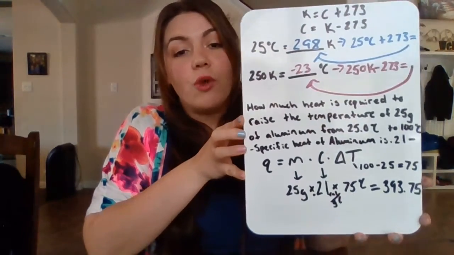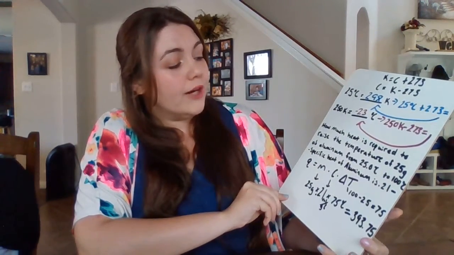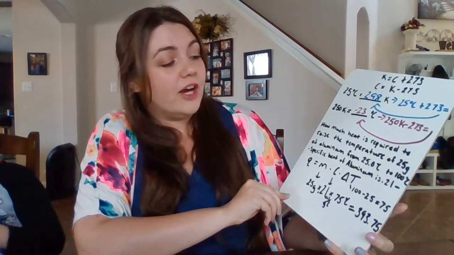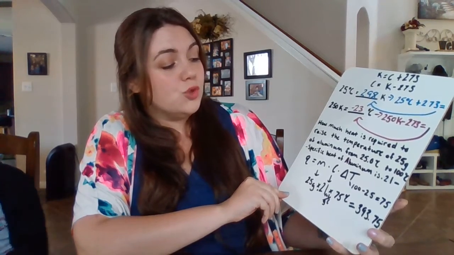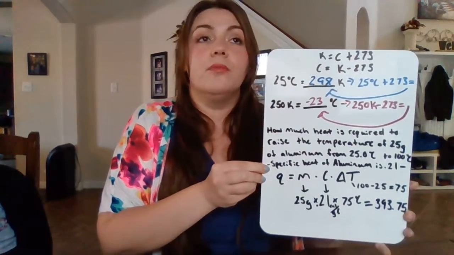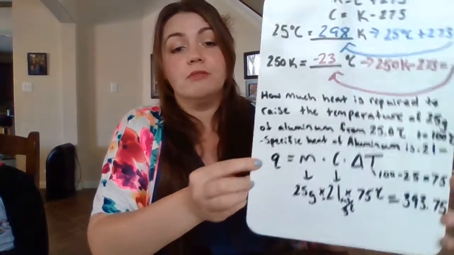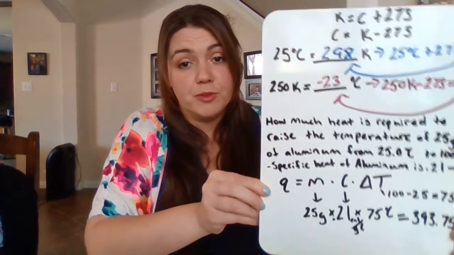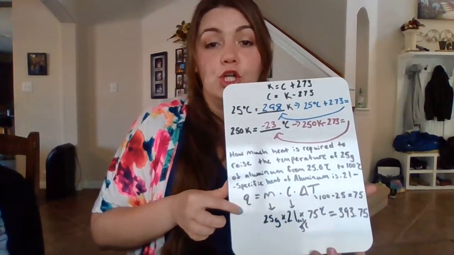All right, so this problem here, I'm gonna have to turn it so I can read it. It says how much heat is required to raise the temperature of 25 grams of aluminum from 25 degrees Celsius to 100 degrees Celsius. Specific heat of aluminum is 0.21, and that you would have got from charts in your notes. On quizzes and tests, I would just give it to you though. So I need to fill in my formula. Q equals M times C times change in T. You literally just multiply the numbers together. It's just multiplication.